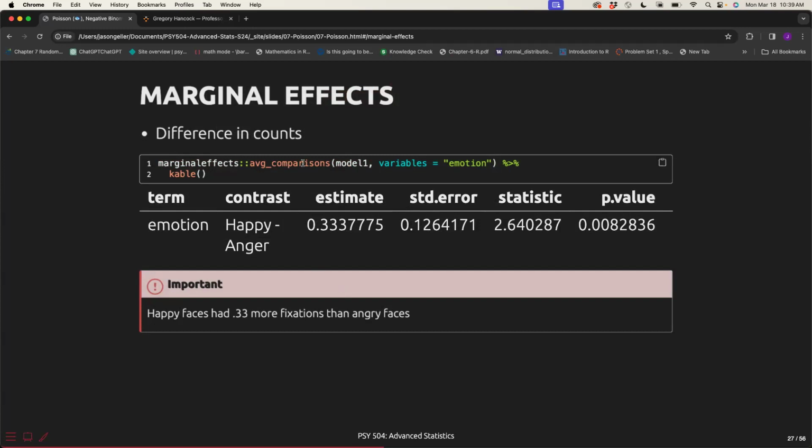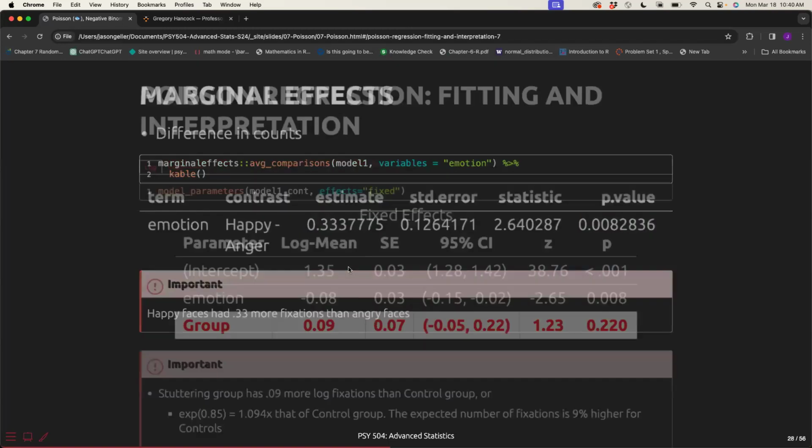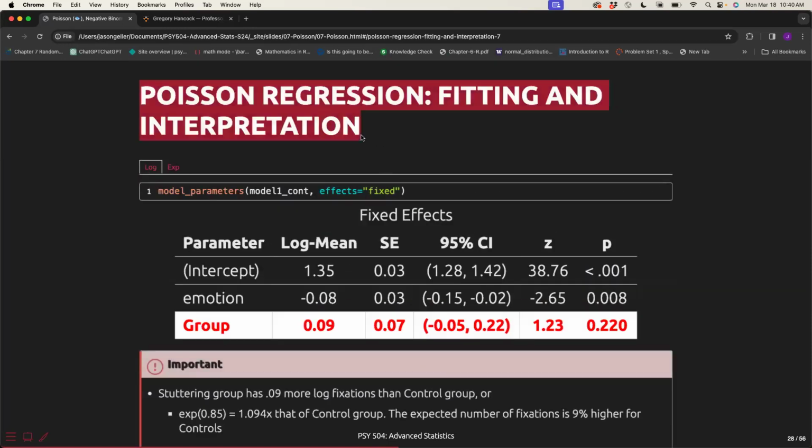And we can use the average comparisons function for marginal effects to get the mean difference between those two conditions. And we can look at their significance. So here what we see is that there's a difference of about 0.33. So what this means is that happy faces had 0.33 more fixations than angry faces, or stated differently, angry faces had 0.33 fewer fixations than happy faces. And this is statistically significant here. Any questions so far on interpretation?